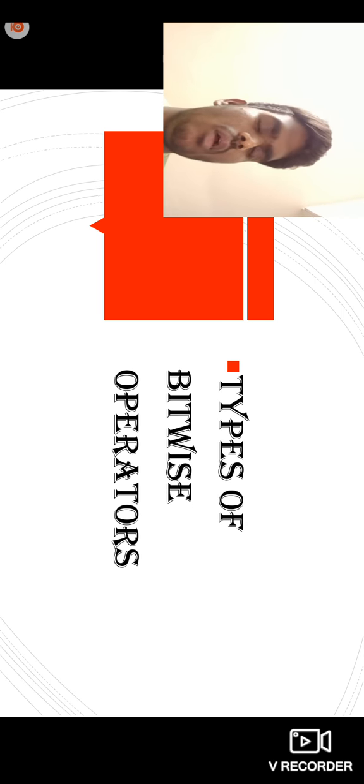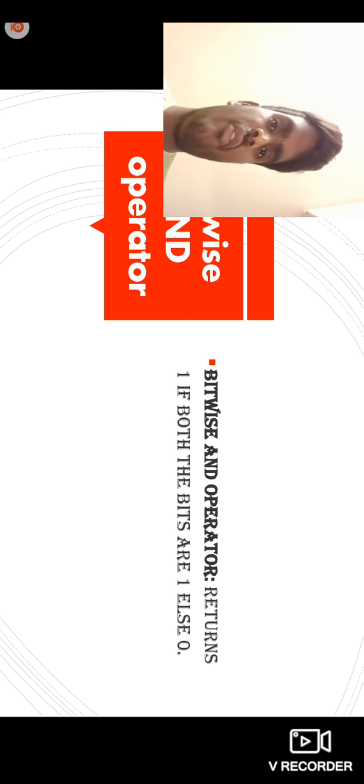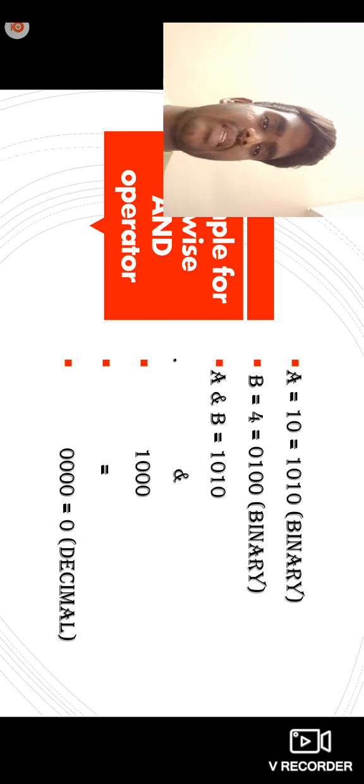Coming to the first one of the bitwise operators, the first one is the AND operator. It has the same rules as the logical operators. If both operands are true, it prints true. If either one of the operands is false, it prints false. So we'll see an example.